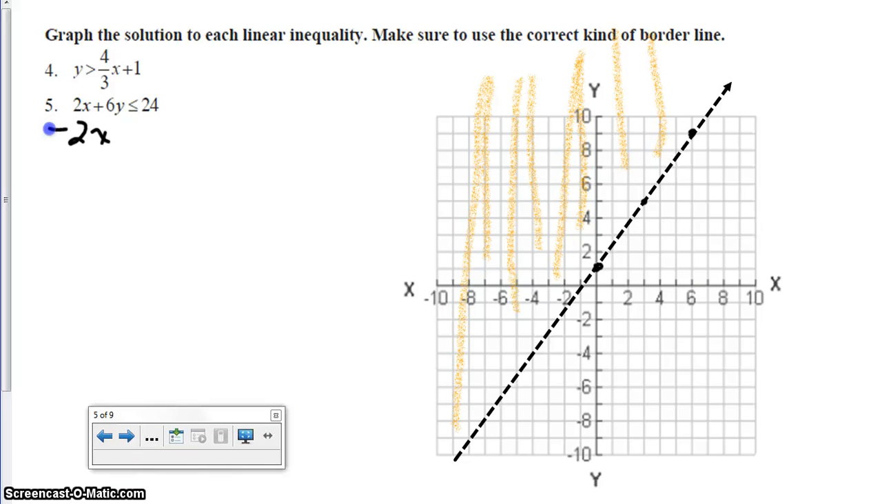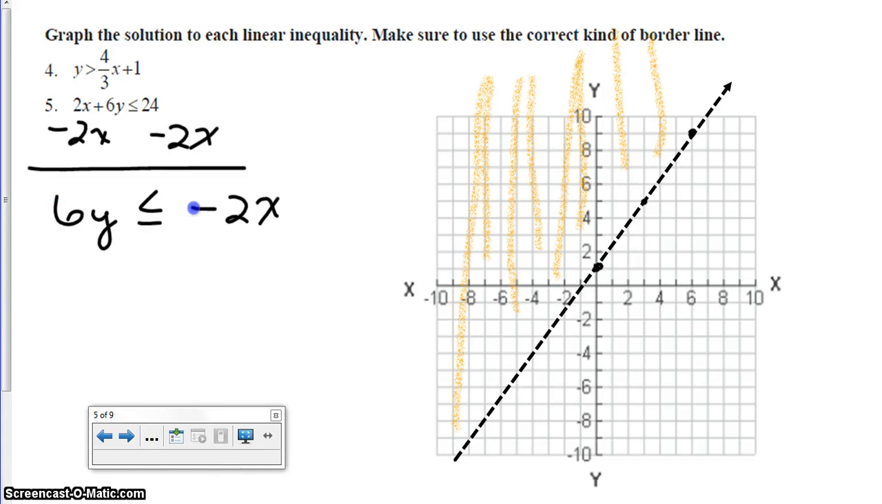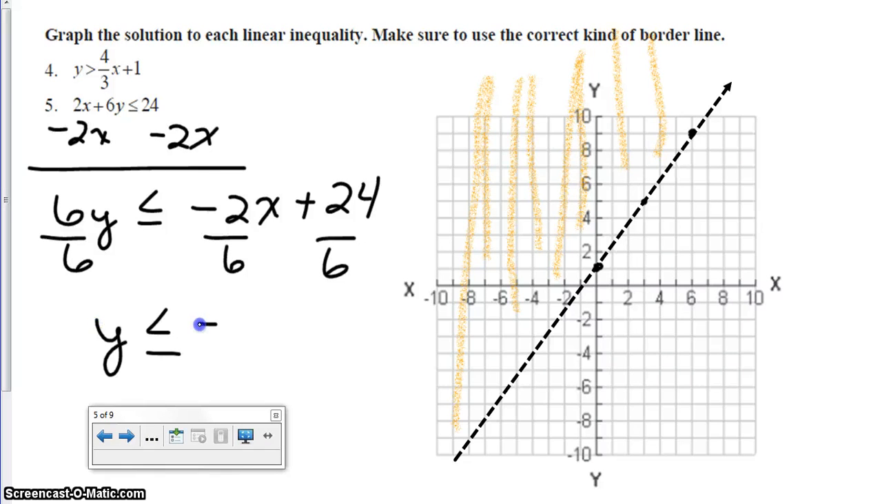This is standard form. So she tends to like to take standard form things and put them into, that's right, slope-intercept form. And this is plus 24. And of course, she's going to divide everything by 6. She's going to get y is less than or equal to negative 1/3 x plus 4. So she goes ahead and goes to the 4. And she goes down 1 and over 3 and down 1 and over 3.